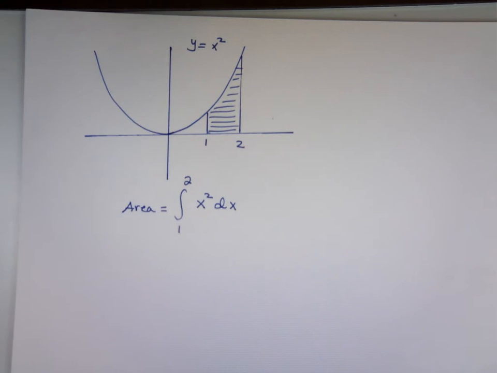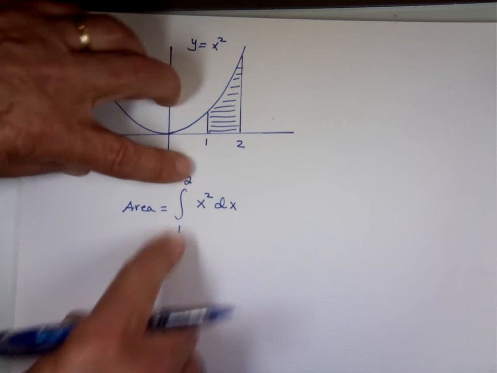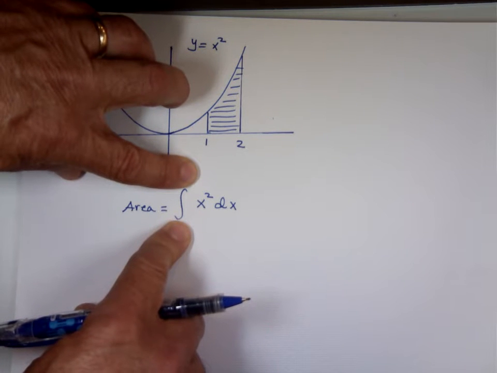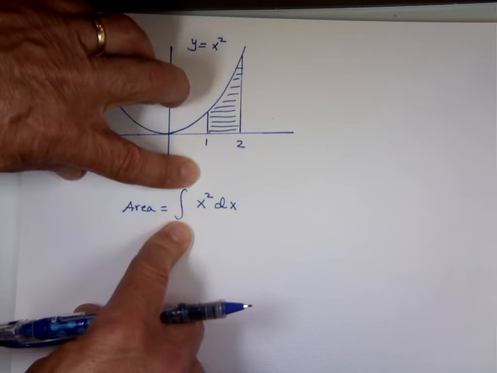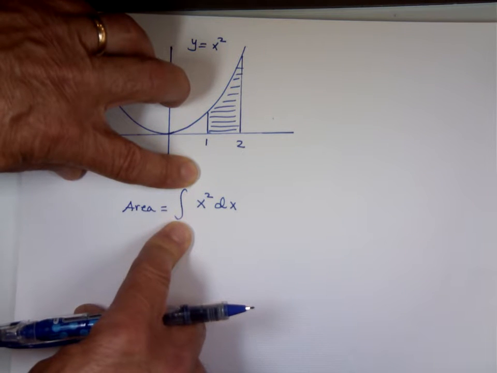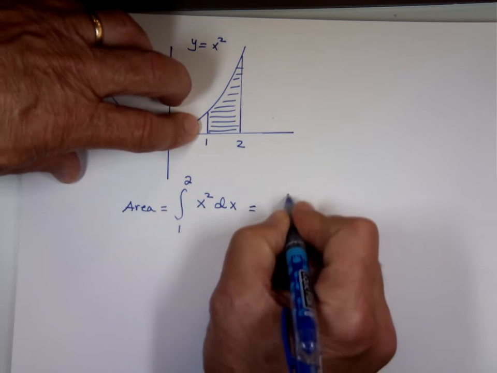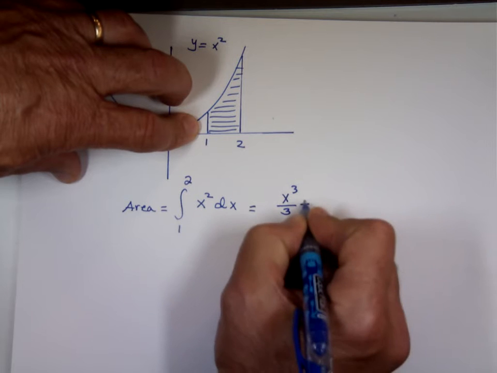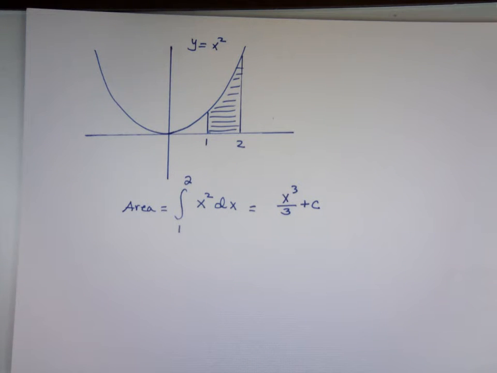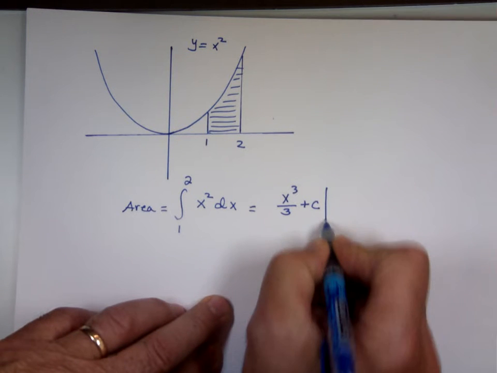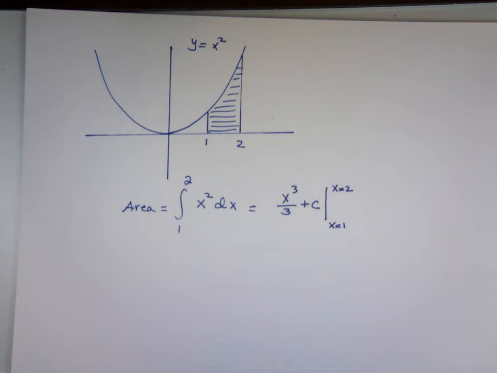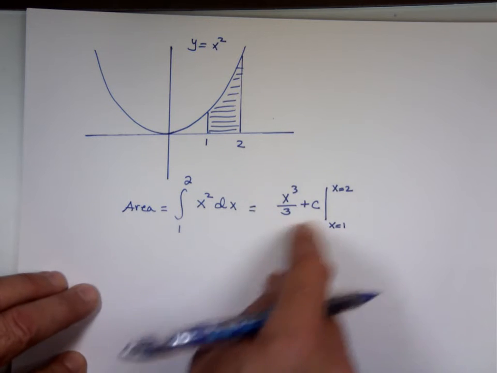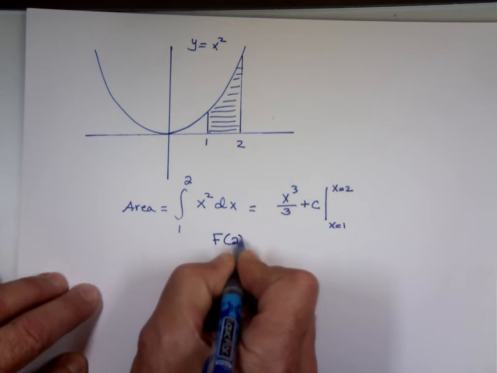So let's treat this as an indefinite integral. Remember the rule for integration? You add 1 to the power and you divide by the new power. So if I add 1 to the power, that becomes what? X to the third over 3, and you always add what? C. And you want to calculate that as x goes from x equals 1 to x equals 2. The way you calculate that is you take the value of this at the upper limit, the 2, minus the value of this at the 1.